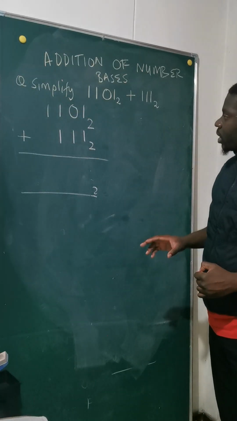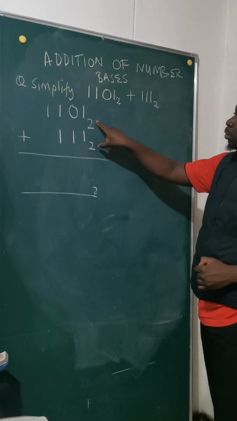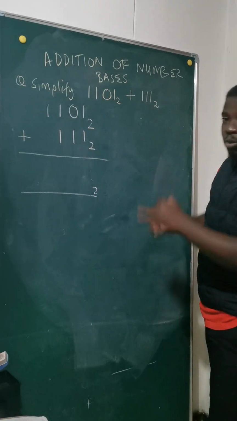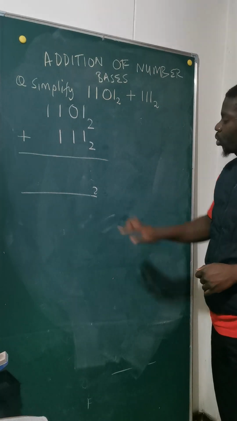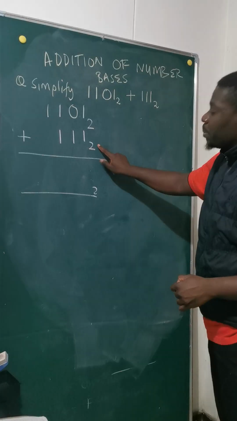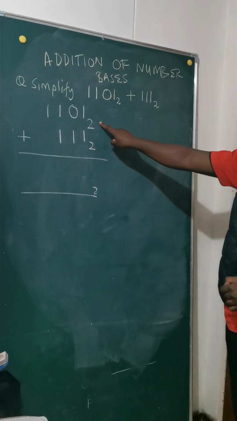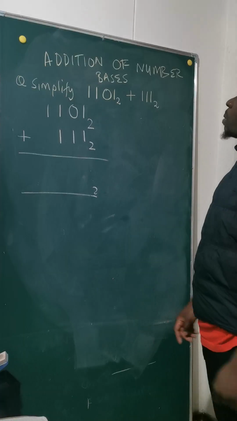What is not allowed is to add different bases. For example, if this was in base 5 and this was in base 2, we first had to convert one of these to base 2 before we start adding. So we have to make sure that if you are adding, they are in the same base. This is base 2 and this is base 2, which means our answer is in base 2.